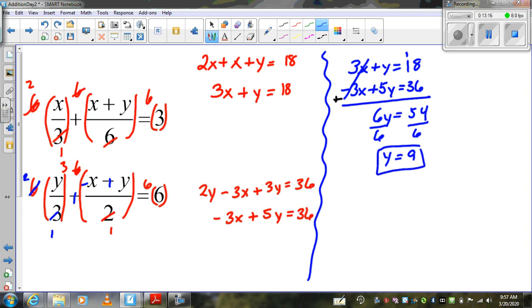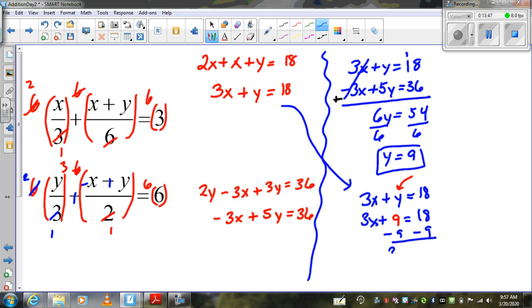And I'm going to take one of the equations, and actually I've got 2 of the originals. I've got the ones that I rewrote. I have tons of choices here. I'm going to go with this one, 3x plus y is equal to 18. I chose that right from here, just so that you know. And I didn't have to choose that one, but I wanted to. So I'm going to put the 9 right in there. So 3x plus 9 is equal to 18. So 3x is equal to 9, which means x must be 3.